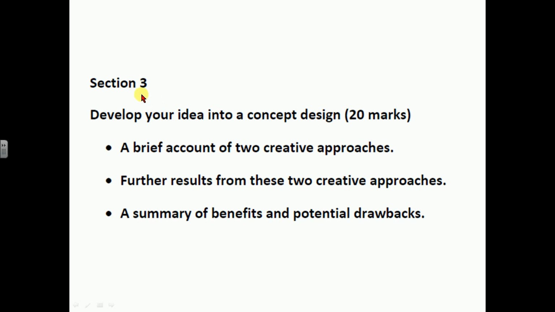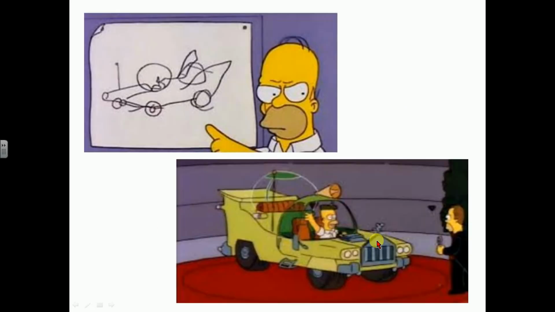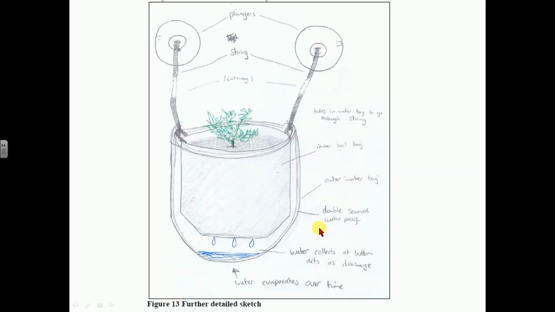Okay, going on to the yellow section. So we are now looking at section 3, quite a lot of marks here, 20 marks, and you are supposed to describe your 2 approaches and then do further results based on those 2 creative approaches, and then summarize the benefits and drawbacks. So we've done basic sketches, and now we are going to do a mock-up, or maybe even make the real thing like Homer has done here.